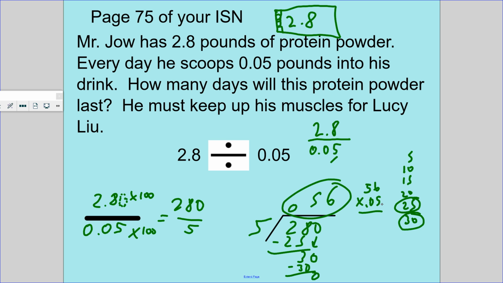To check my work, I can multiply 56 times 500 thousandths. So every day I use 500 thousandths of a pound of protein powder in my drink for 56 days. 5 times 6 is 30, carry the 3. 5 times 5 is 25, plus 3 is 28. How many digits are behind the decimal? 3 digits, so right here. Oh, same number as we started with. And that is how you divide by decimals.